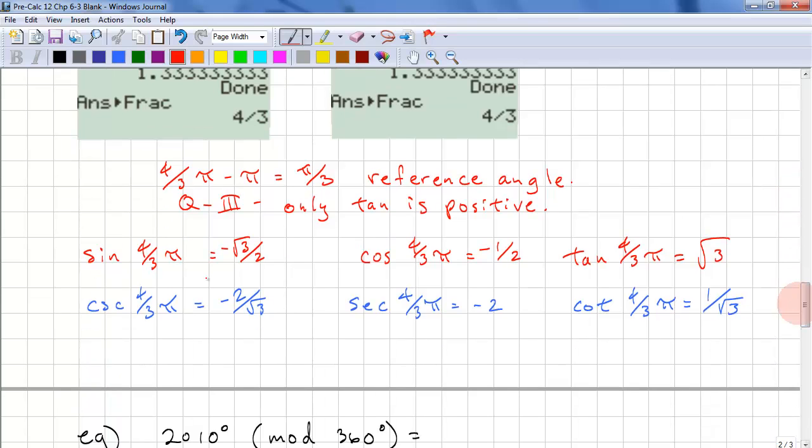So to find our 6 trig ratios, sine 4 pi over 3 is negative root 3 divided by 2. Cosine 4 pi over 3 is negative 1/2. Tangent of 4 pi over 3 is root 3. And I'm not going to read off this. This is cosecant, secant, and cotangent.